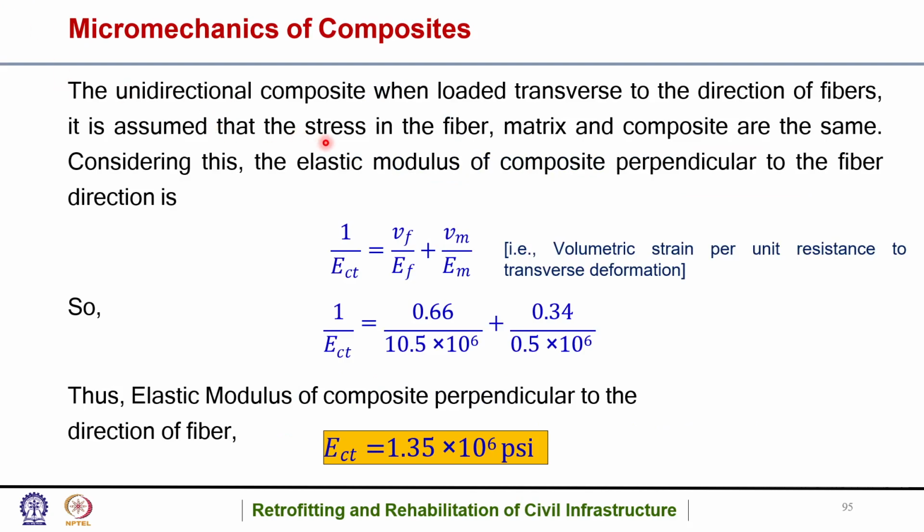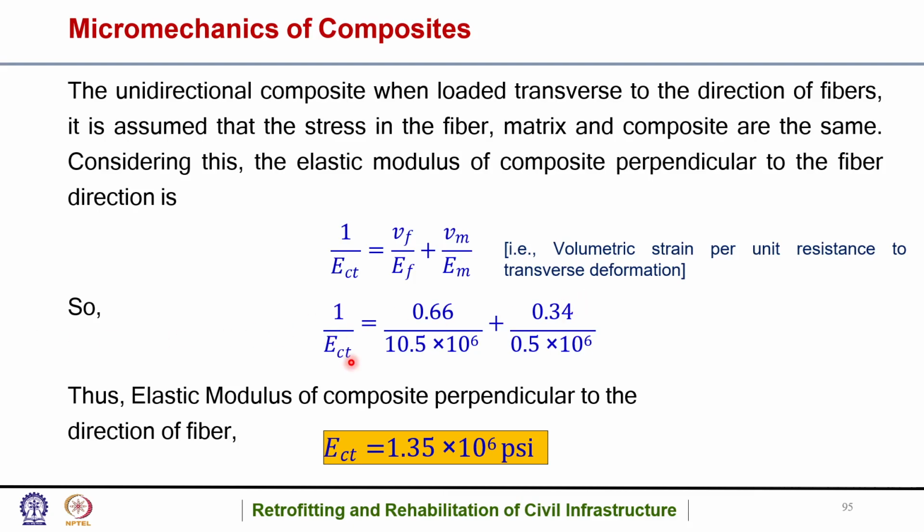The unidirectional composite, when loaded transverse to the direction of fibers, is assumed to have the same stress in the fiber, matrix and composite. Considering this, the elastic modulus of the composite perpendicular to the fiber direction is 1 by ECT equal to VF by EF plus VM by EM. This is basically the volumetric strain per unit resistance to transverse deformation.